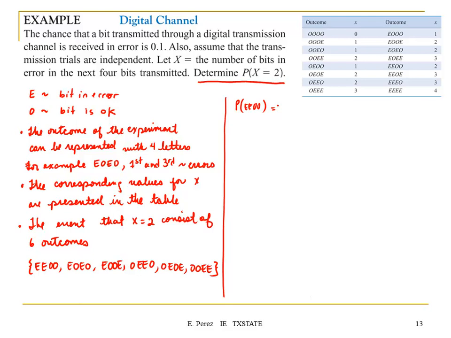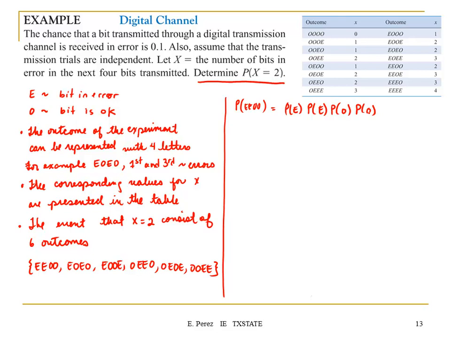Correct. You multiply the probability. Okay? So if you have 3 events that are independent, how do you find the probability? You multiply 3 of them. If you have 4 events that are independent, you multiply all of them. Okay? So, for this case, what would be the probability? What is the probability of E times the probability of E times the probability of OK times the probability of OK?